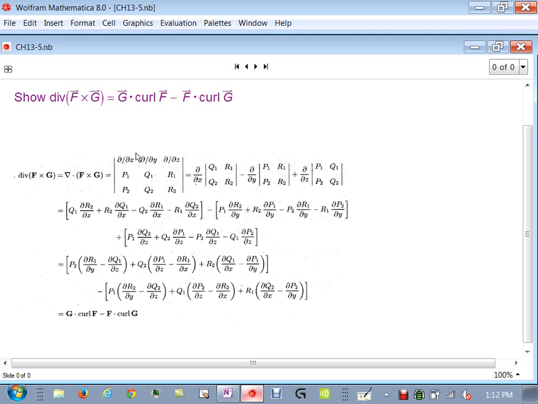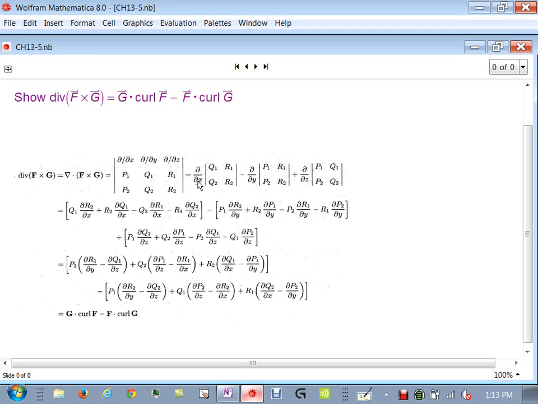P1, Q1, R1? That's, let's say, F. F here is P1, Q1, R1, so those are the components of our vector field. And then P2, Q2, R2 are the components of our G vector field. So when I cross them, I get this determinant here. And I believe what's missing out front is the del, because this is just the cross. But here's my del, right here, my partials.